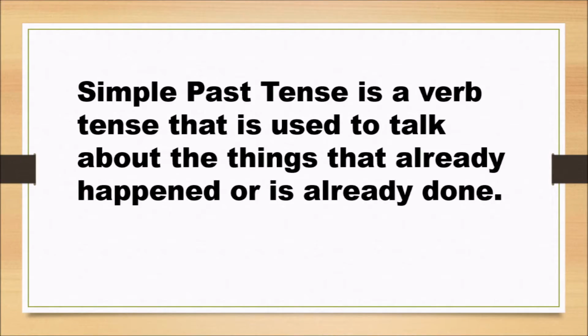Who has any idea what is a simple past tense of the verb? Yes, that is correct. Simple past tense is a verb tense that is used to talk about the things that have already happened or is already done. Here are some examples of words or verbs in the simple past tense. Planted, studied, and performed. What have you noticed in these following words? Yes, that is right. Verbs in the simple past tense usually end with D or ED.